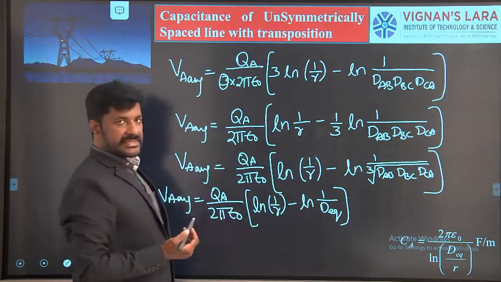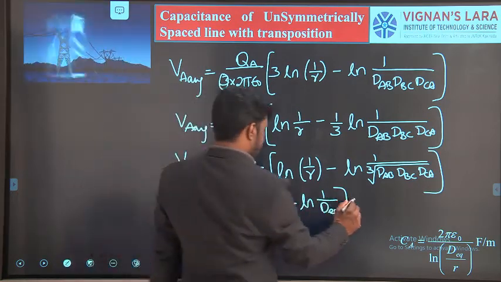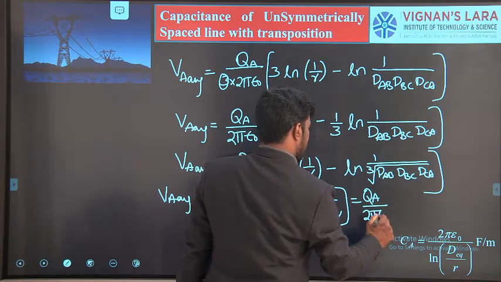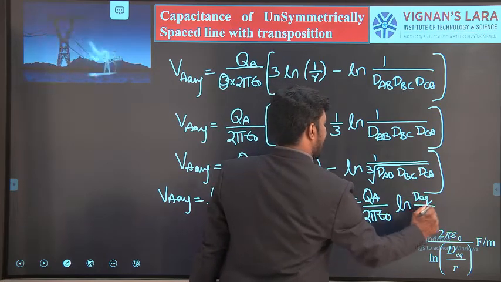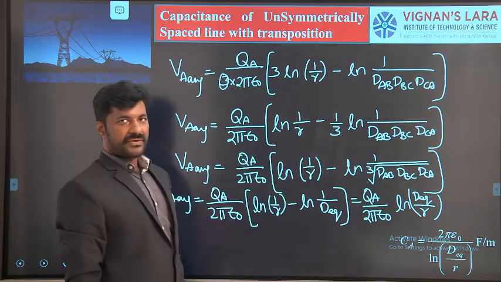It can be written as ln of A by B. Then you can rewrite this value as QA by 2 pi epsilon naught of ln of D equivalent by R. This is the average potential of conductor A.